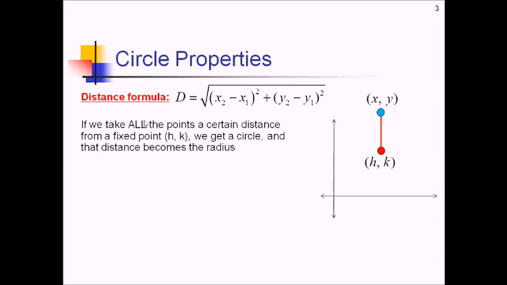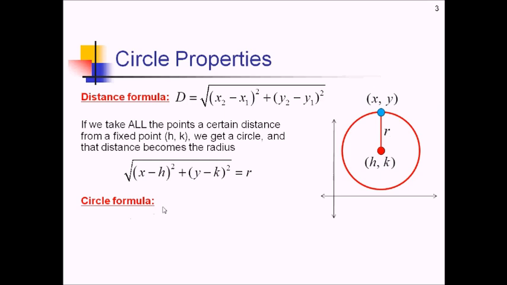If we take all the points a certain distance from a fixed point, h comma k, we get, ooh, look at that, a circle. And the distance between those 2 points becomes the radius. So we could rewrite this distance formula as the square root of (x minus h) squared plus (y minus k) squared, and that all equals the radius here.